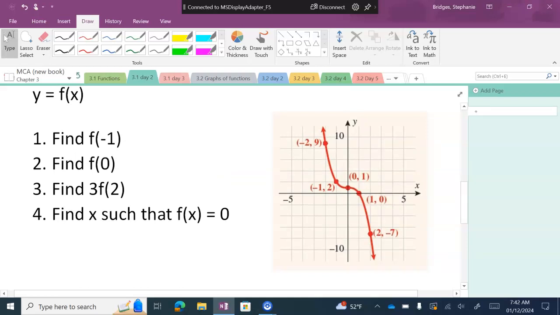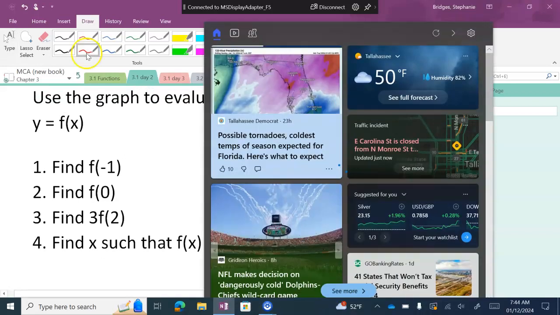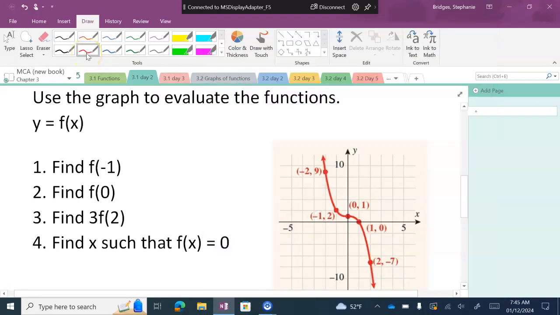All right, try those. Different graph, so different values. What is f of negative 1? What is the y value when x is negative 1? 2. Okay. What about f of 0? What is that? 1. And 3 times f of 2? Negative 21. Yep.